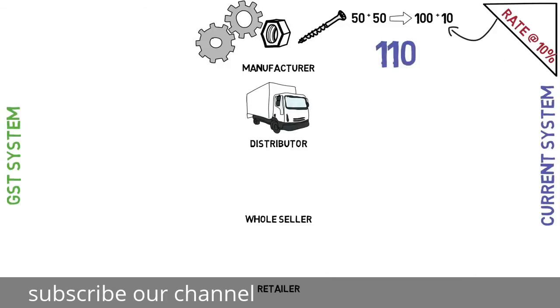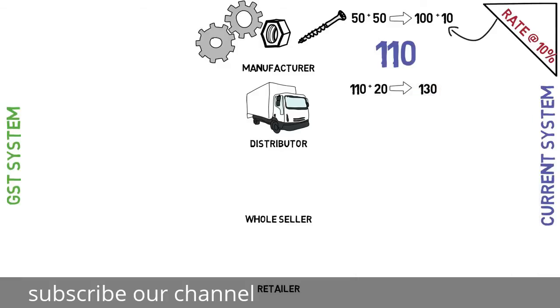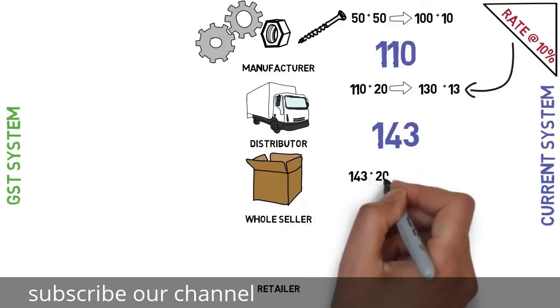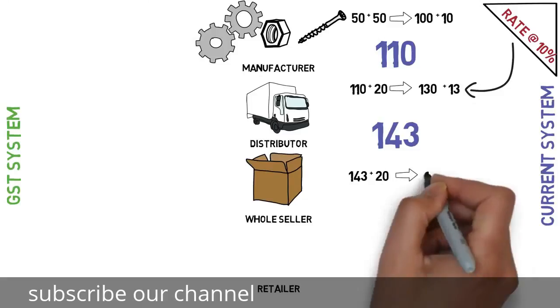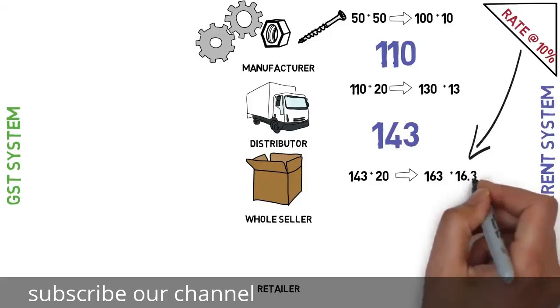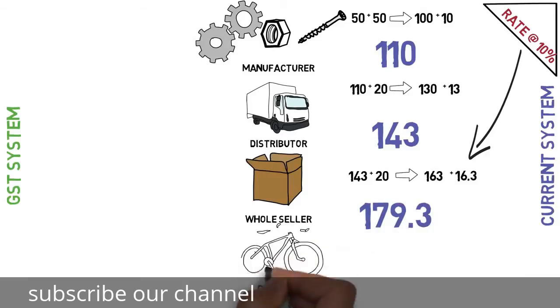The distributor adds value of rupees 20, which is nothing but his profit. So the price will become 130. Distributor also sells it by adding 10% tax of rupees 13. So the product is of 143 rupees now. Wholesaler follows the same pattern and the price will become 143 plus 20, that is 163, and 10% tax, which is of rupees 16.3, and sells it for 179.3 rupees to the retailer.